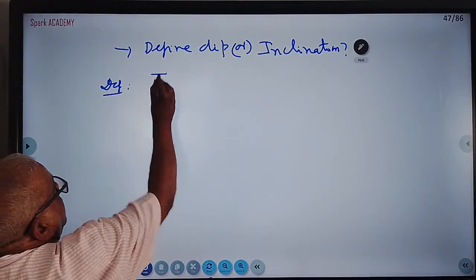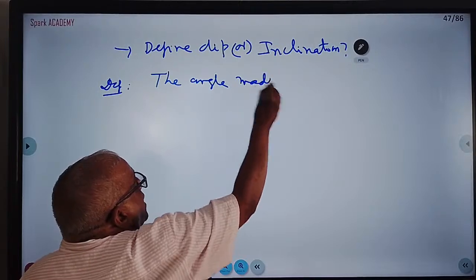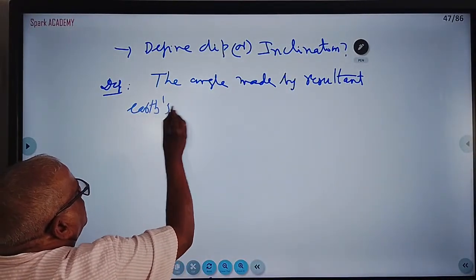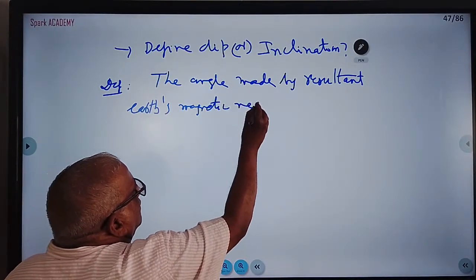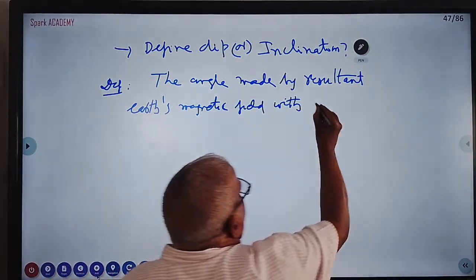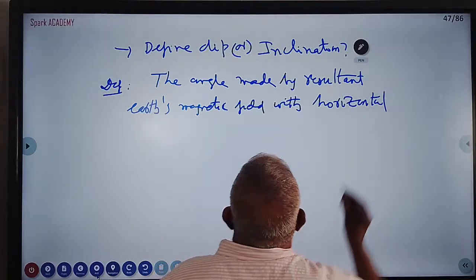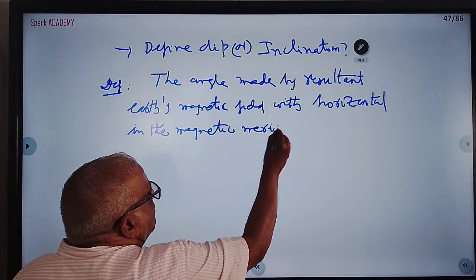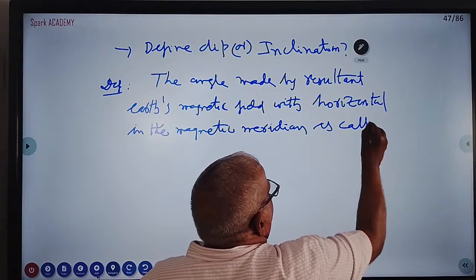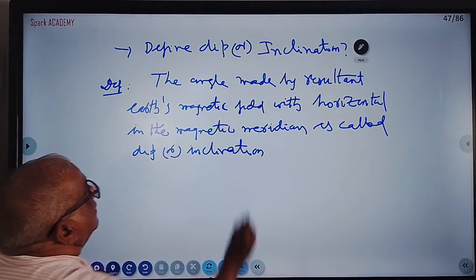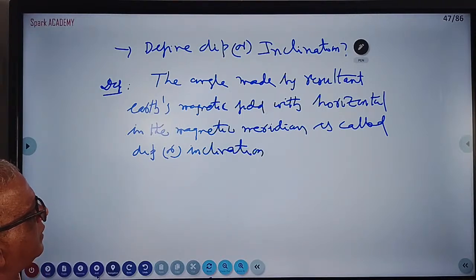What is dip? The angle made by the resultant Earth's magnetic field with the horizontal line in the magnetic meridian is called dip or inclination. I am drawing the diagram.